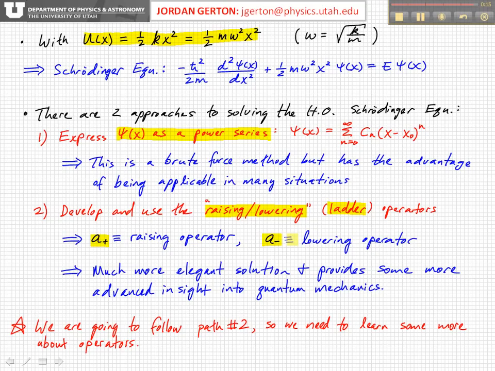And again, this is a much more elegant solution, and it provides some insight into quantum mechanics, which is a little bit more advanced, and actually which is not even given in our book. That is the book by Harris. So we're going to follow this path.